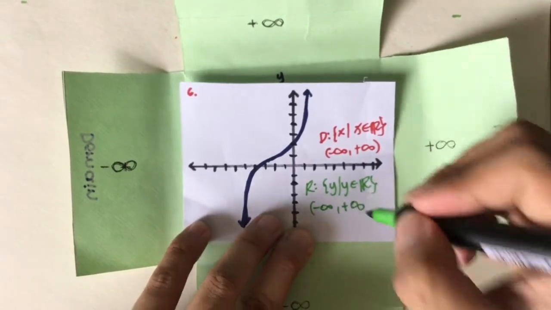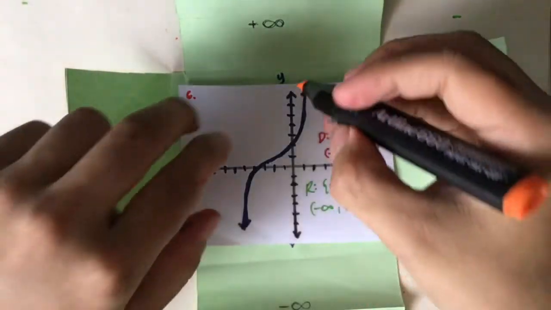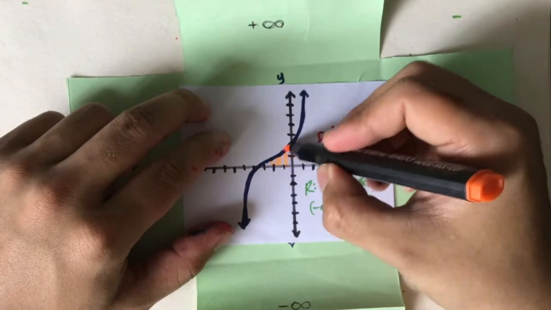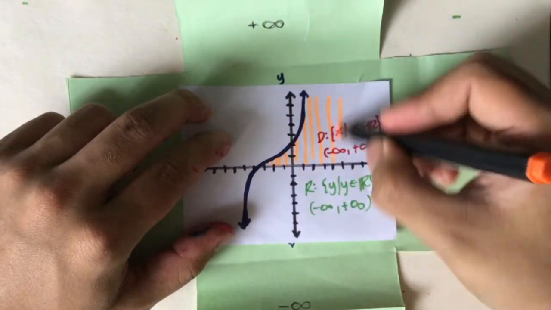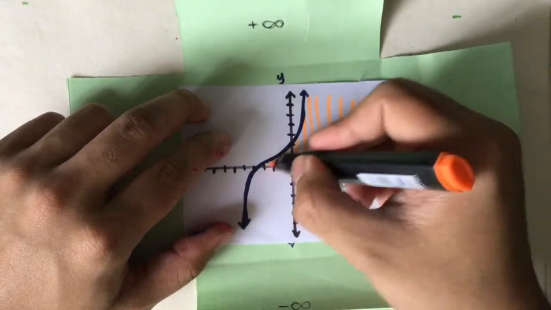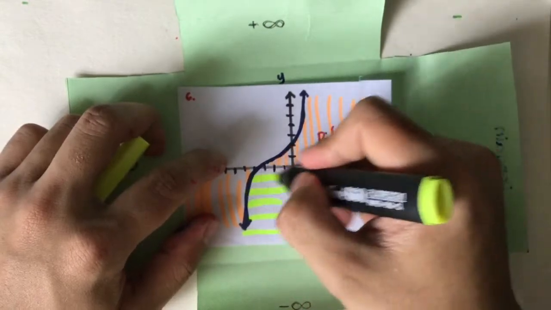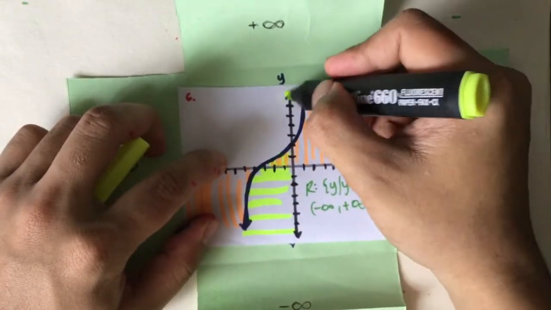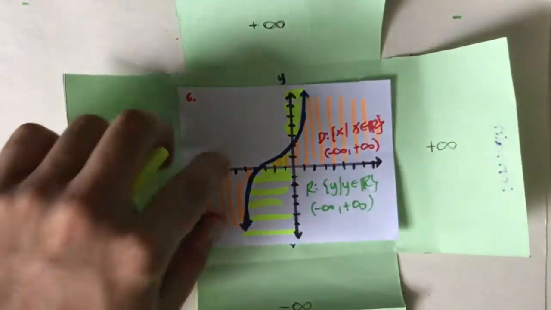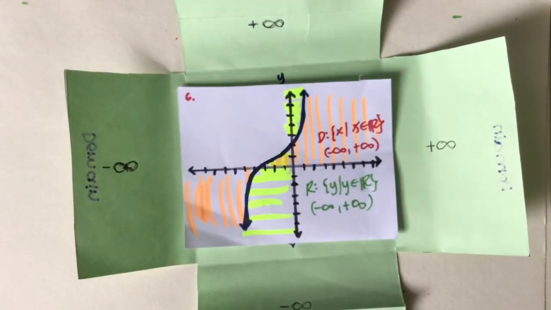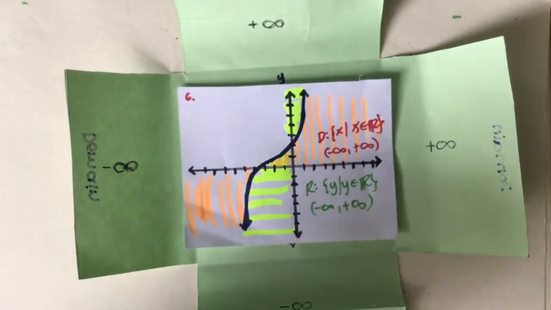If we use shading towards the x-axis, then we can actually hit all the positive x-axis here. If you're using this portion, you can hit all the y's here. It goes to infinity, so we are able to hit all the y's here. That gives us all real for both domain and range.